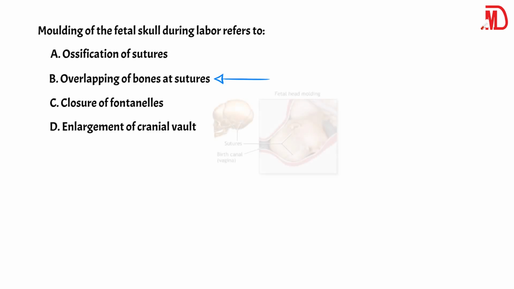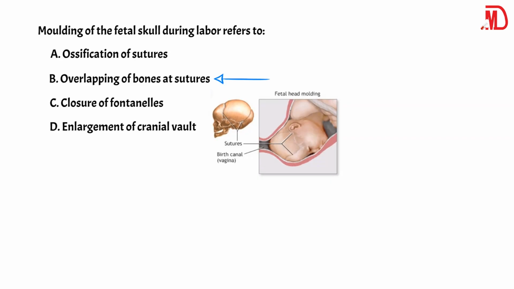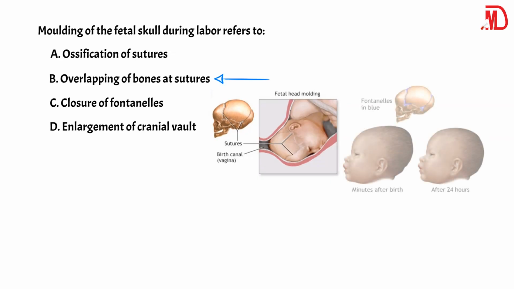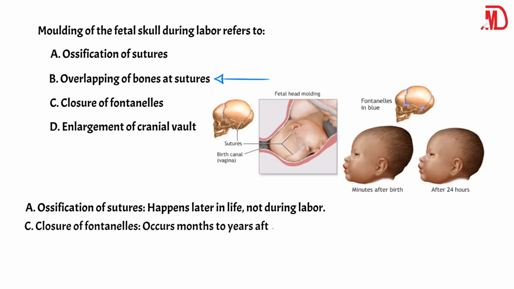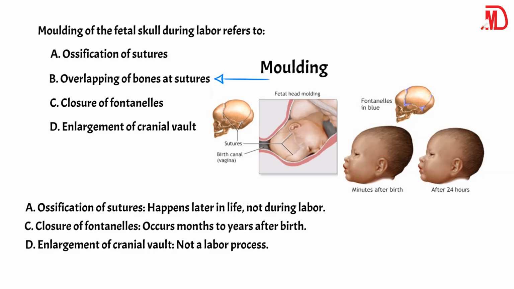Molding is the process where the fetal skull bones overlap at the sutures and fontanelles during labor. This reduces the head diameter slightly and helps the baby pass through the birth canal. A. Ossification of sutures. This happens later in life, not during labor. C. Closure of fontanelles. This occurs months to years after birth. D. Enlargement of cranial vault. This is not a labor process. So molding equals overlapping bones, especially at the parietal bones.